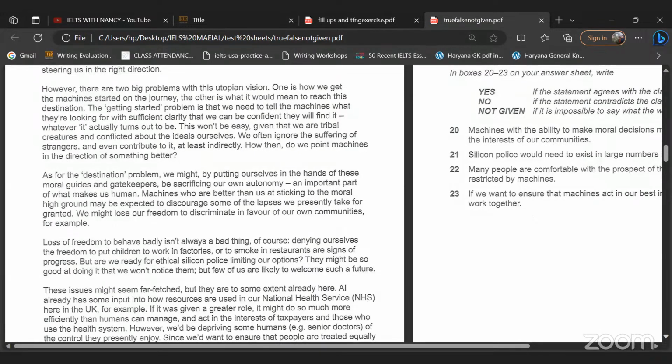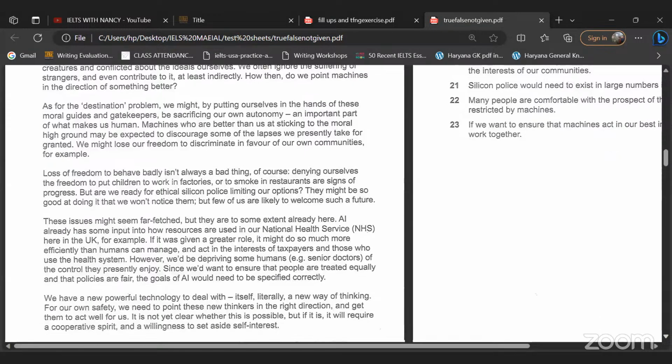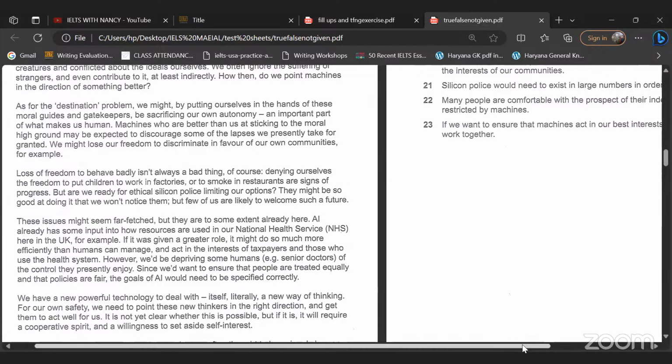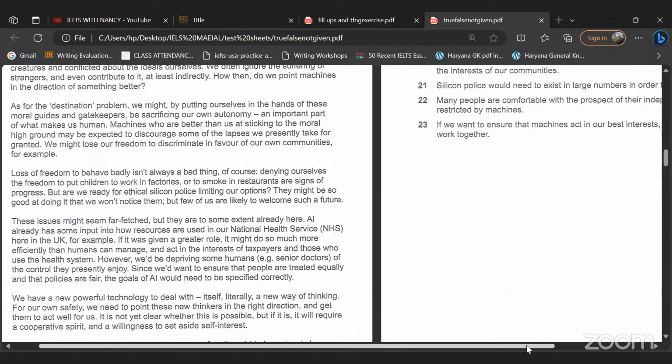Loss of freedom to behave badly is not always a bad thing. Of course, denying ourselves the freedom to put children to work in factories or to smoke in restaurants is a sign of progress. But we are not ready for ethical silicon police limiting our options. These might be so good at doing it that we won't notice them, but few of us are likely to welcome such a future.